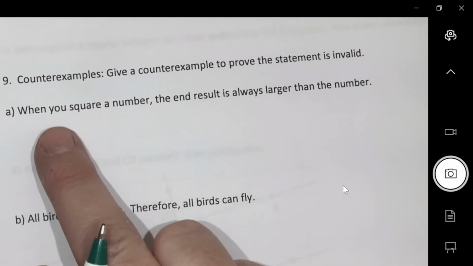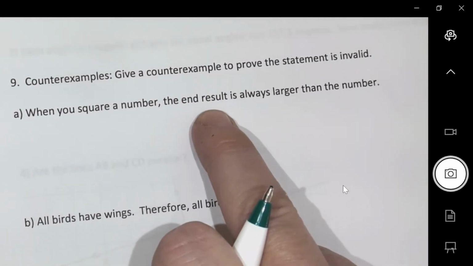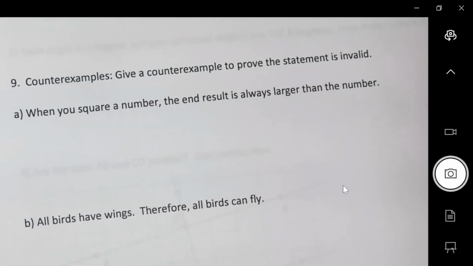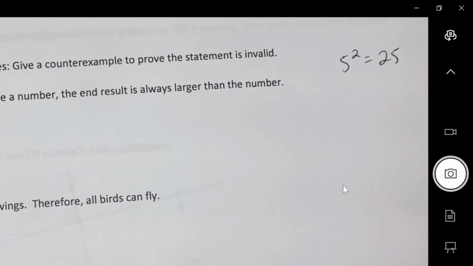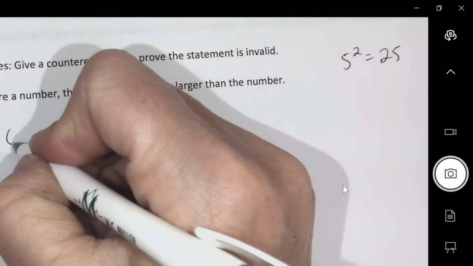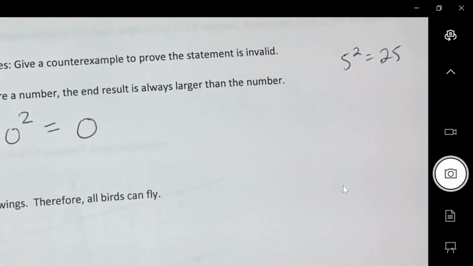Counterexamples. When you square a number, you get something that's larger. So for instance, 5 squared is 25. That's larger. Okay? Is there something that shows me this is not always true? Because it isn't. Most of the time when you think about numbers, it will be, but what kind of number would it not be true for? Do you have something in mind? When you square something, it's going to not be bigger? 0 squared is 0. It didn't get any bigger.